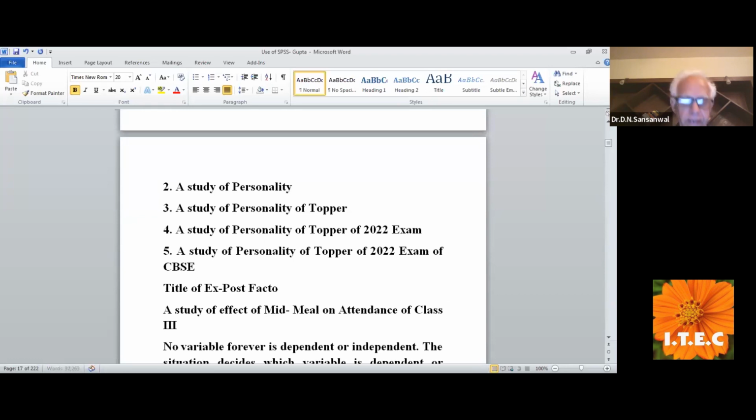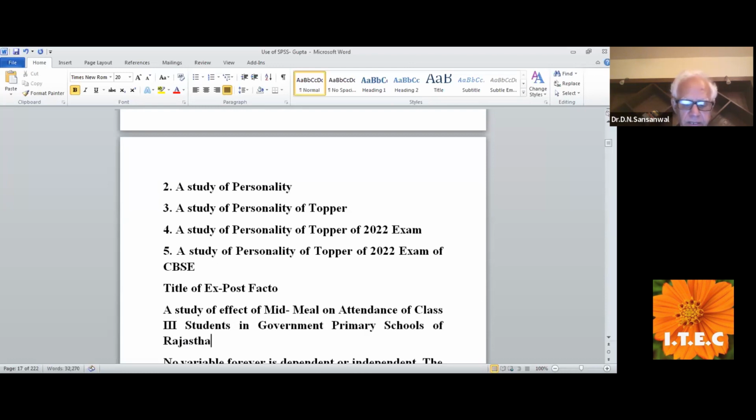class 3 students in government primary schools of Rajasthan. Because in the ex post facto, your population has to be widespread. So this is how you can write. No, if it is effectiveness, you need not write the words a study of, then it becomes a redundant word. So this is how you can write the title for the ex post facto research.